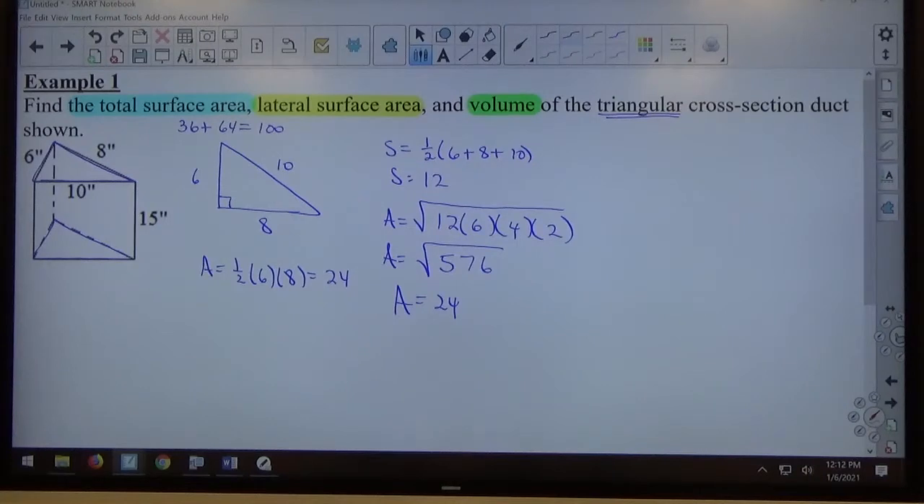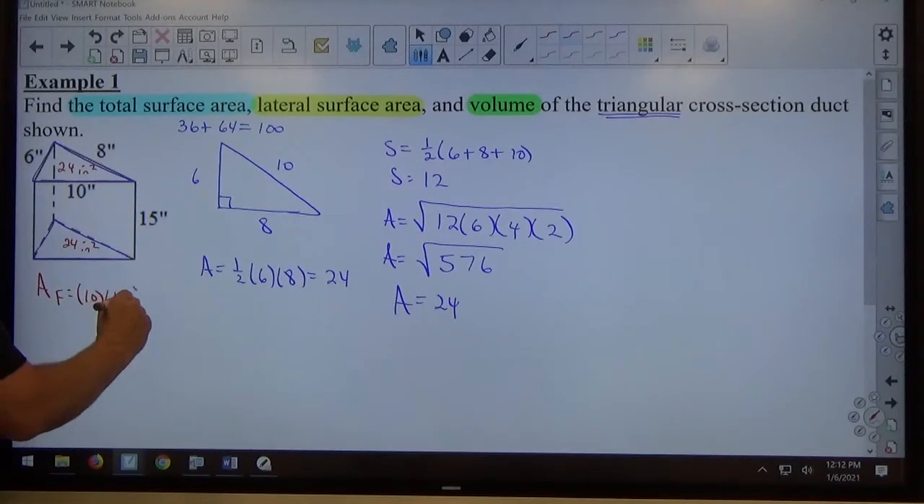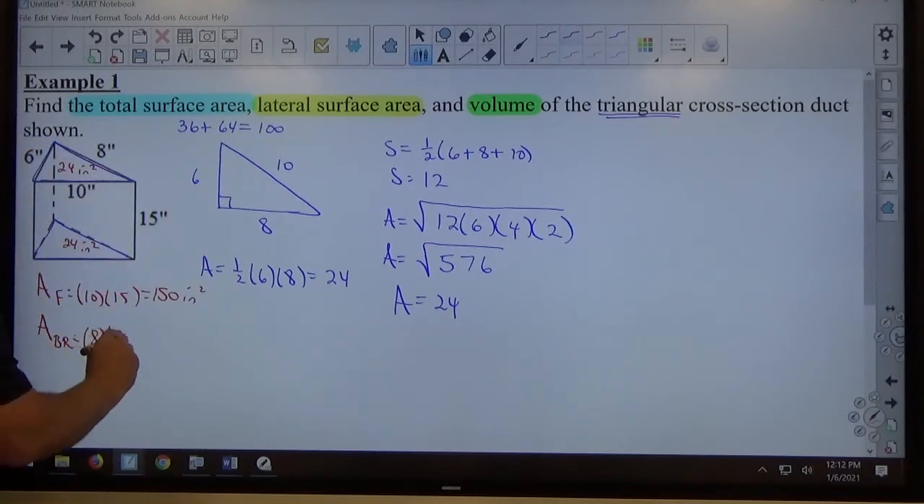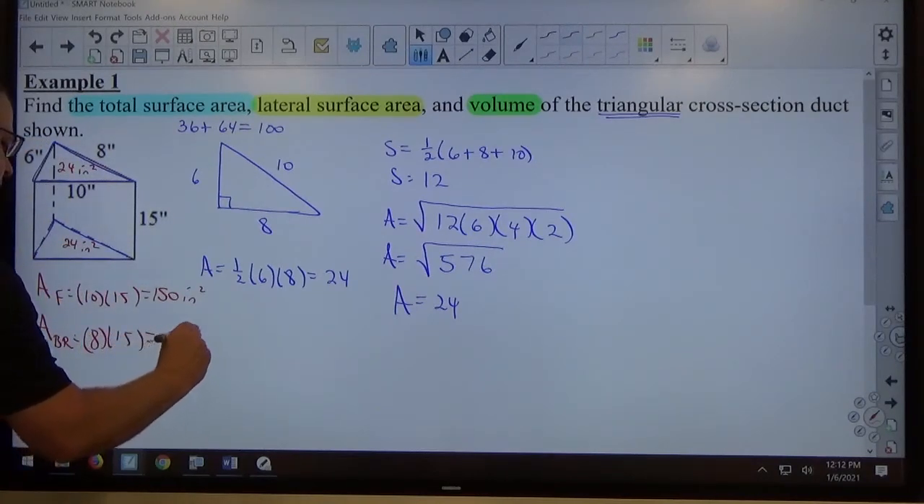And I could just find each individual area. Obviously the top triangle is 24, the bottom triangle is 24. We've already got that figured out: 24 inches squared, 24 inches squared. The front rectangle, I'm going to say A sub F for the front rectangle, is length times width. So 10 times 15 is 150 square inches. The back right, A sub BR, is the length times the width, so that's 8 times 15, which is 120 square inches.